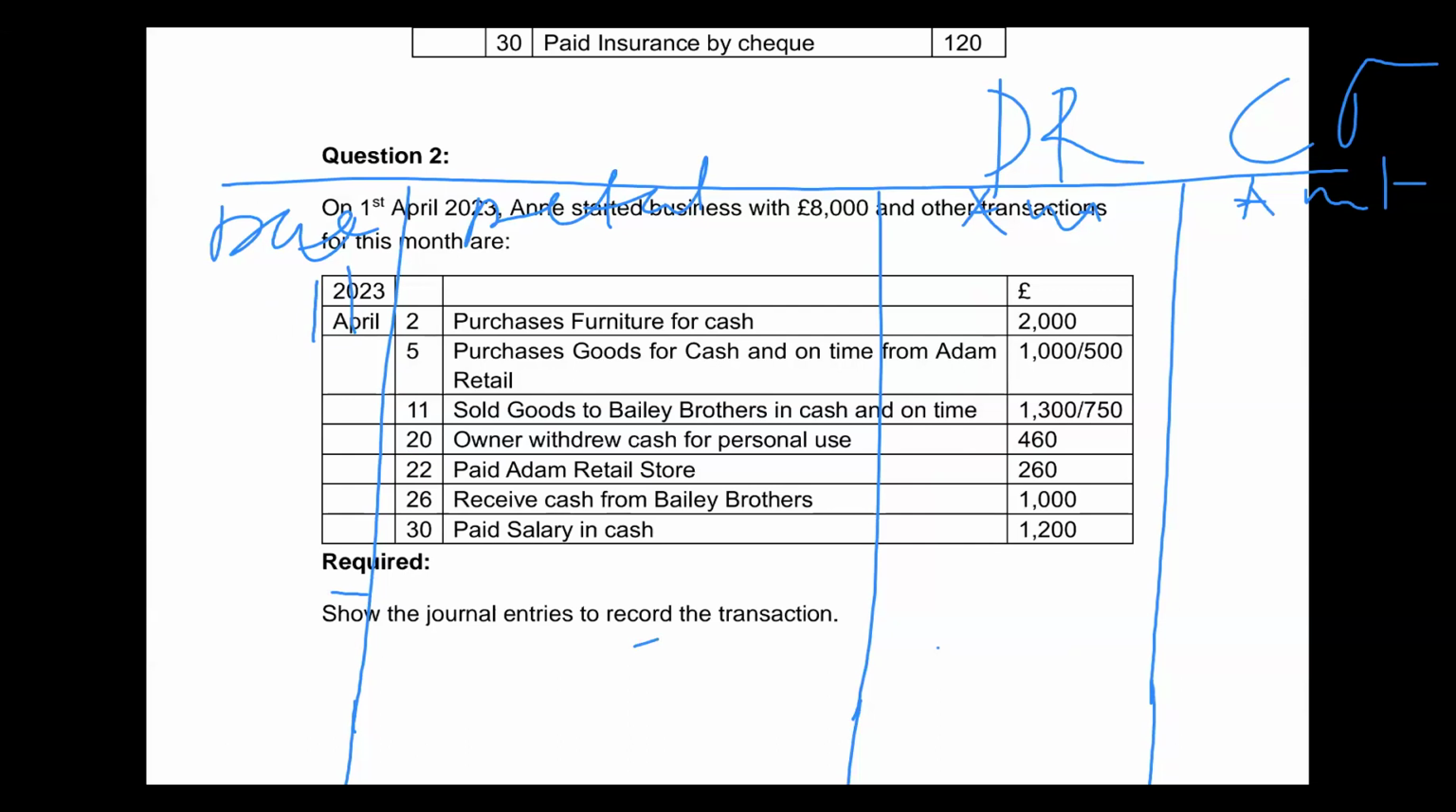What we are doing is selling goods to Bailey Brothers for 1,300, right? And we are also giving them credit, selling on time, 750. So the sales account will be credited, yeah? Yeah. Which account will be debited? The first one is the cash account, eh? The cash account will be debited, yeah.